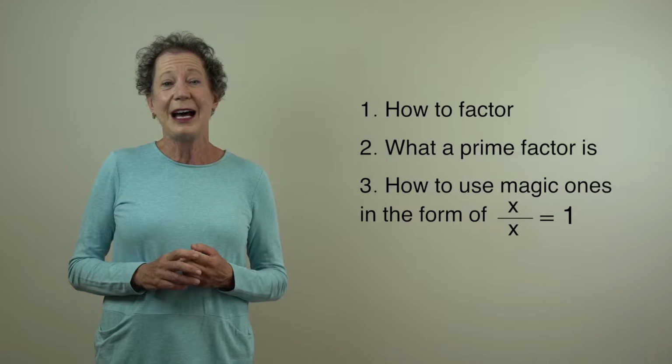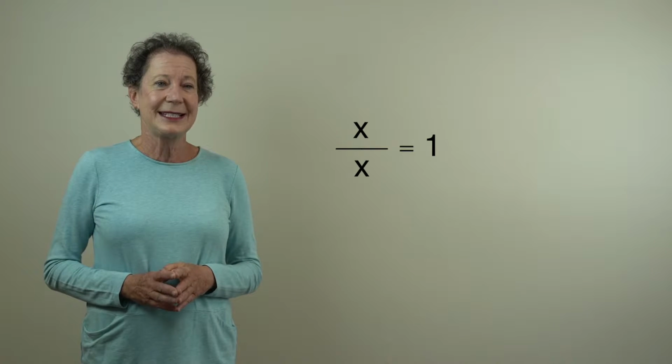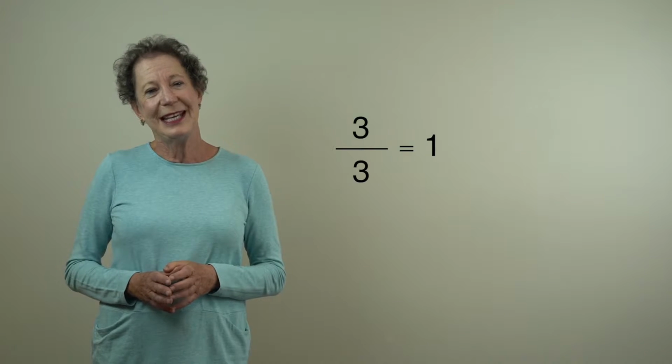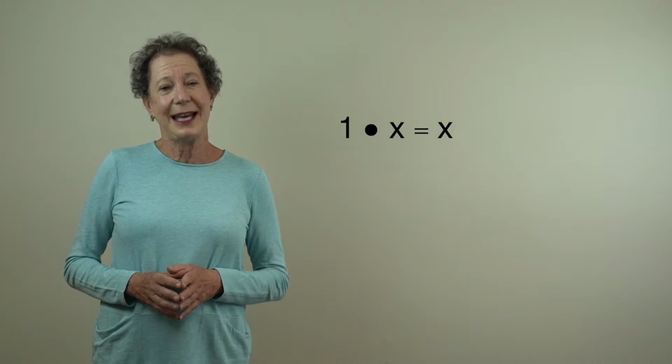Number 3, how to use magic ones. Magic, like how to disappear? Easier magic than that. The magic one is that x over x equals 1. Examples are 2/2 equals 1, 3/3 equals 1, etc. Sometimes you will need another magic one, like 1 times x equals x.